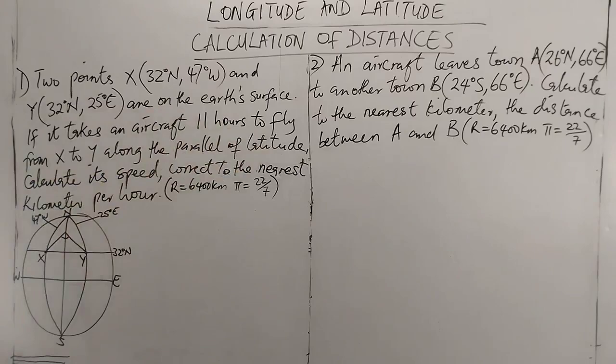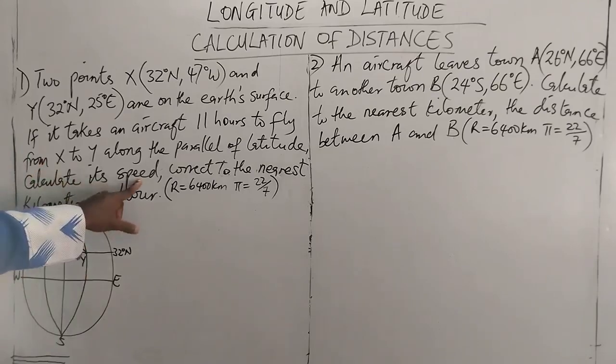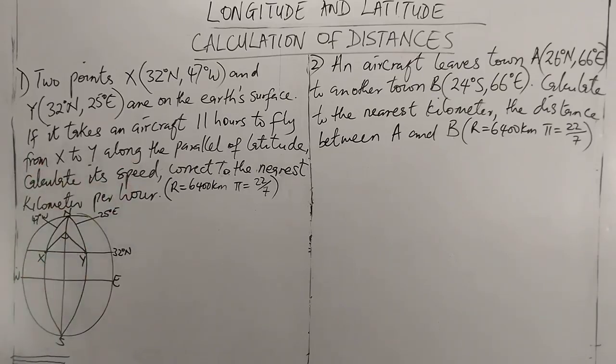Now, the calculations are in two kinds. We have calculations based on distances along the parallels of latitude or along the lines of longitude. In this case, both of them are on the same parallel of latitude, so this is distance along parallel of latitude. Then it says calculate its speed. We are looking for the speed of the aircraft.